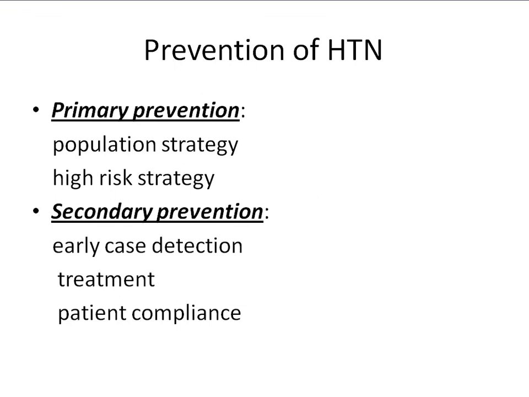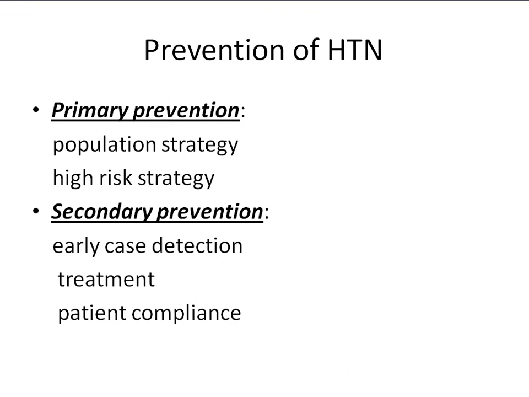Coming to the second one, the high risk strategy, which is only for high risk people. People with a family history of hypertension or some other secondary causes, only these people would be screened, and intervention might be done only for these people with risk factors. So that is nothing but high risk people, the high risk strategy.